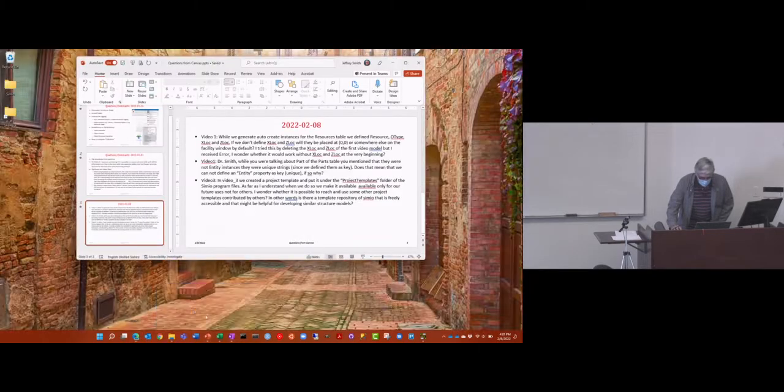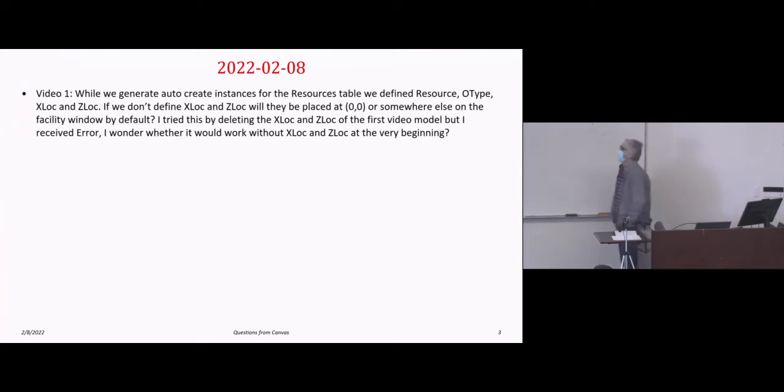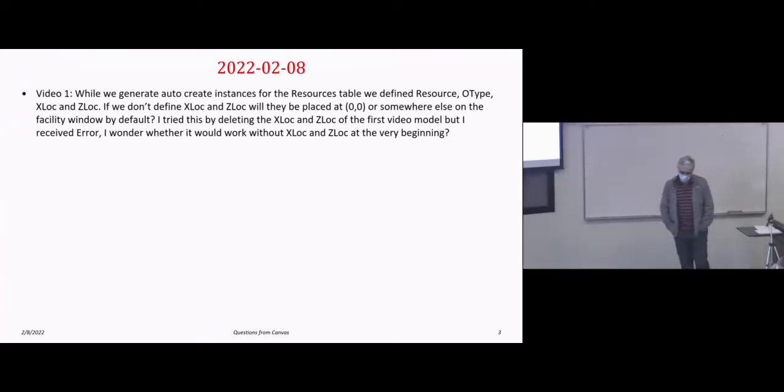Okay, so let's pick up with the material for today. I've got a couple of questions that kind of tie into what we're going to talk about today. The first one asks about auto-create, in particular the xloc and zloc from the first video, and are they necessary?